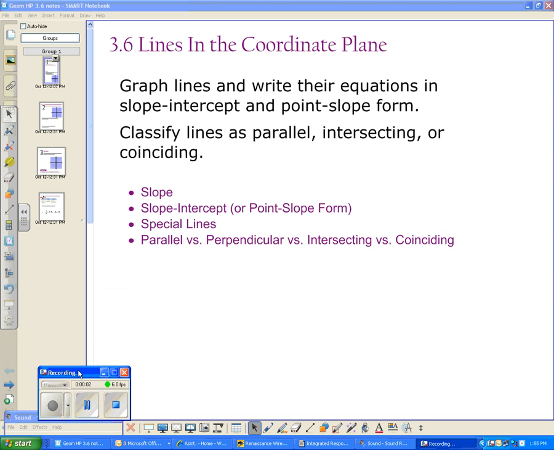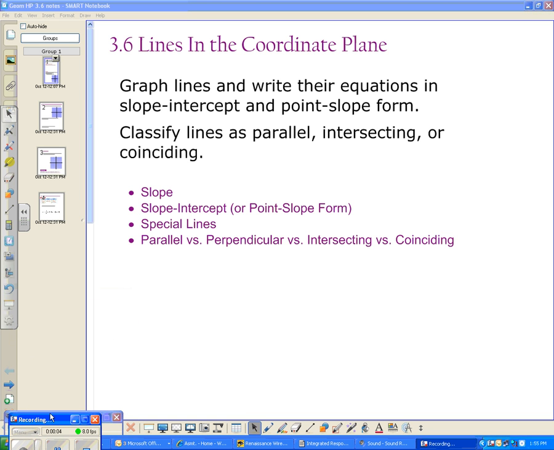All right, 3-6. We are almost done with chapter 3. This last section, we're going to be talking about lines in the coordinate plane. So we're going to review a little bit more algebra stuff that you did with graphing lines. So some of this should be review. So the graphing lines and writing equations in slope-intercept and point-slope form.